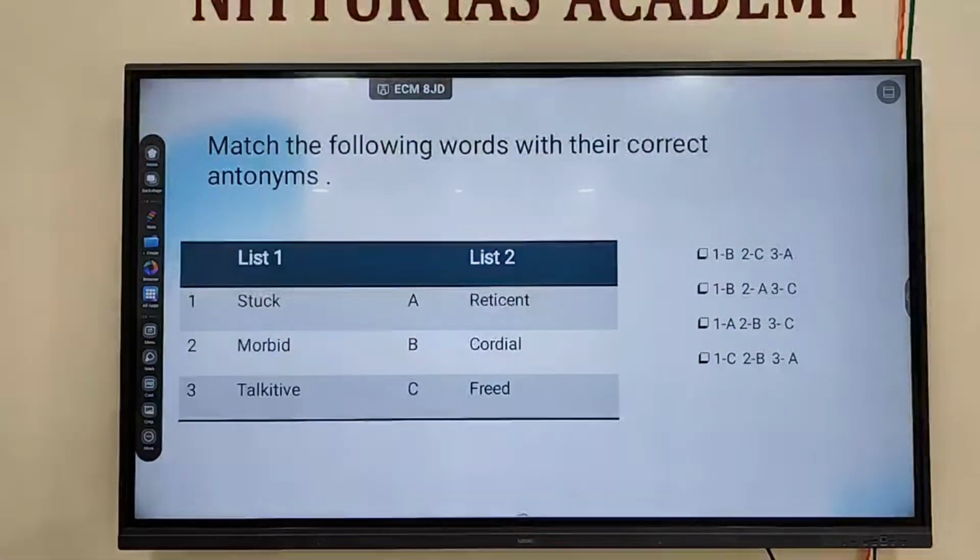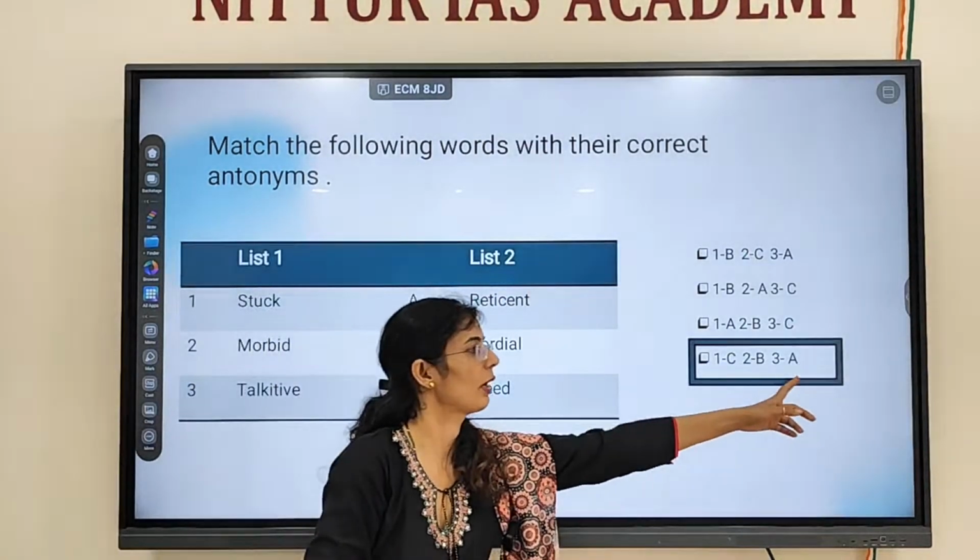Okay. And stuck will go with read. Talkative. Reticent. I gave the answer. Stuck is read. Talkative is reticent. I don't know morbid. So I just chose to focus on the answers that I knew.